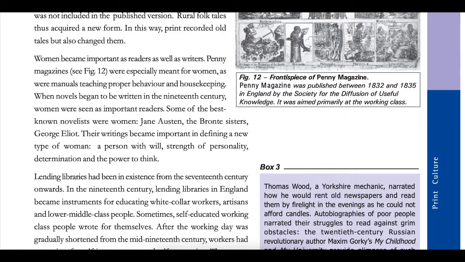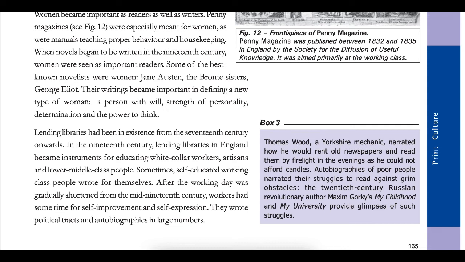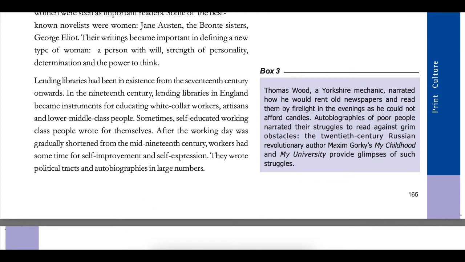Women became important as readers as well as writers. Penny magazines were specially meant for women, as were manuals teaching proper behavior and housekeeping. When novels began to be written in the 19th century, women were seen as important readers. Some of the best known novelists were women: Jane Austen, the Bronte sisters, George Eliot. Their writings became important in defining a new type of woman, a person with will, strength of personality, determination, and the power to think.